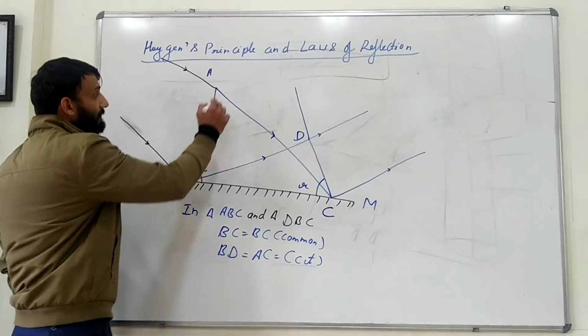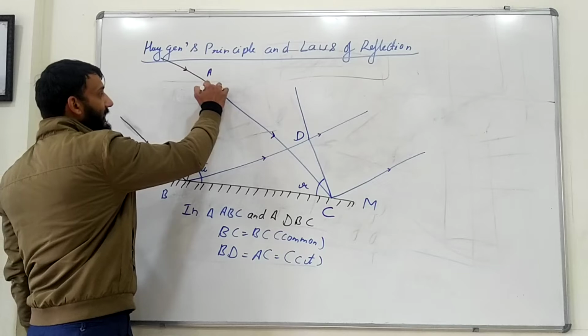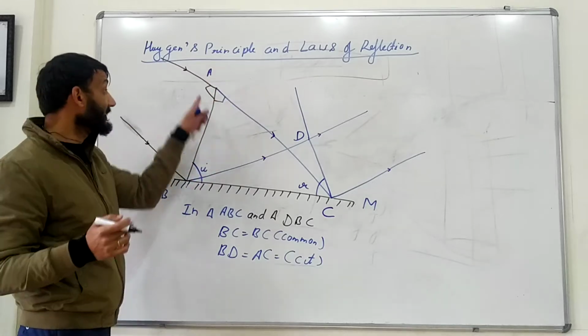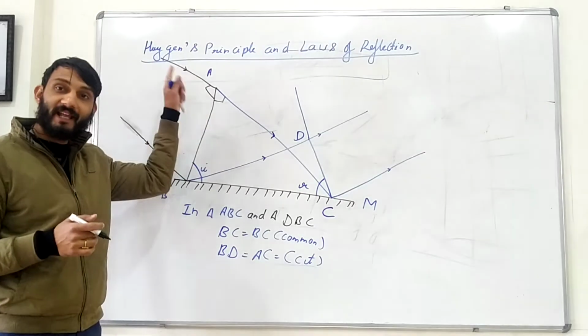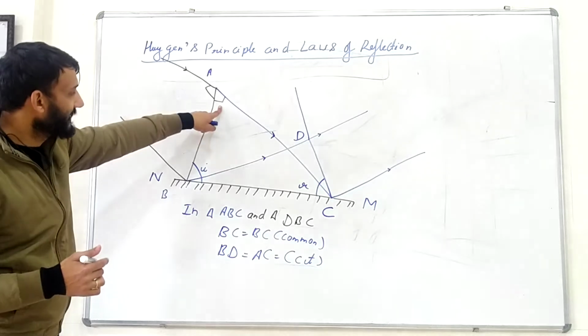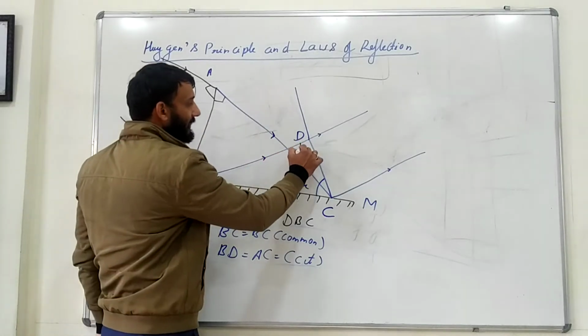Now guys, this angle would be 90. Why would this angle be 90? Because this is 90 here. So if this is 90, this is a straight line, again it will be 90. Why is this 90 degrees? Because light rays are always perpendicular to the wavefront. So if this angle is 90, which angle would be 90 here? This angle would be 90.